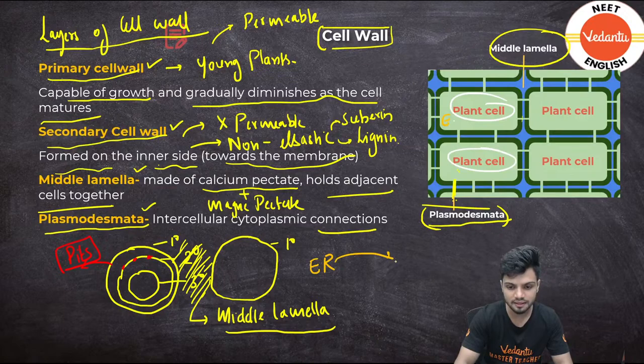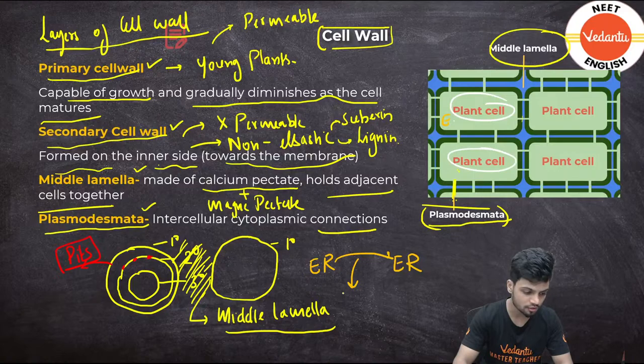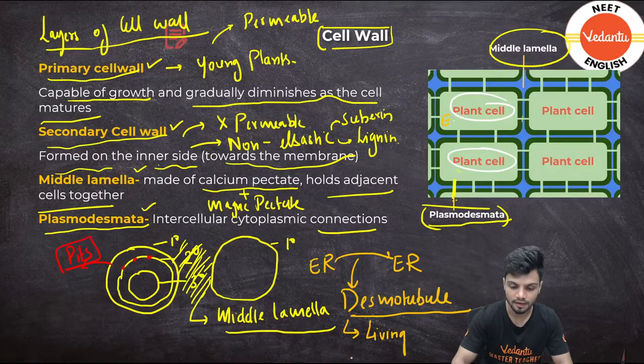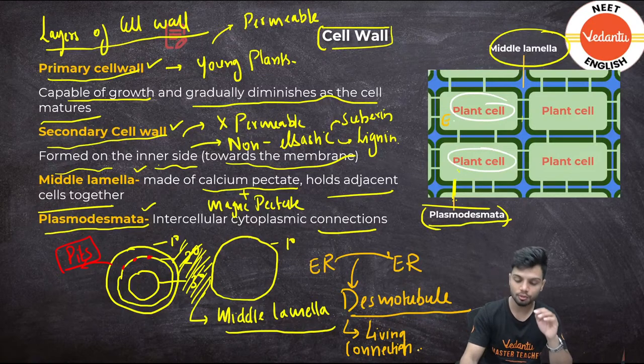The ER of one cell is connected to the ER of another cell, and this connection is called the desmotubule. Desmotubule is the living connection.